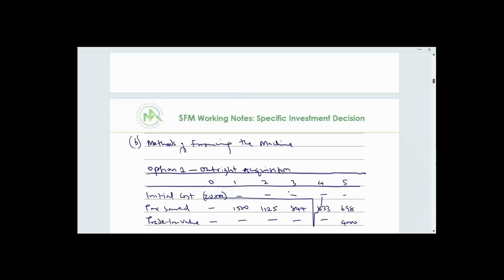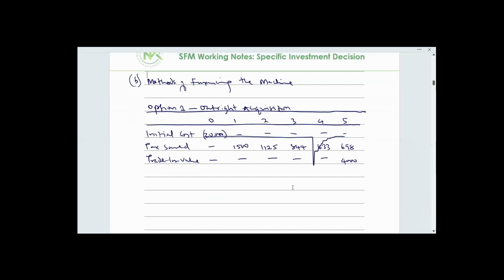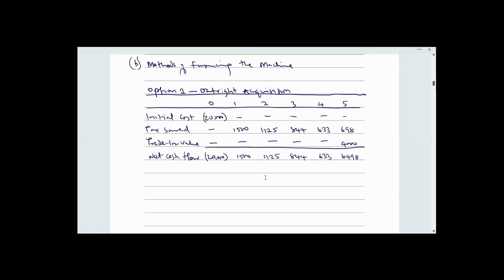Therefore, what is the net cash flow? Check. So there is 20,000 negative net cash flow, then 1,500, 1,125, 844, 633, 6,498. Okay, so I need to discount this using the after-tax cost of borrowing. The discount factor at, I don't know, let's go and do the working.